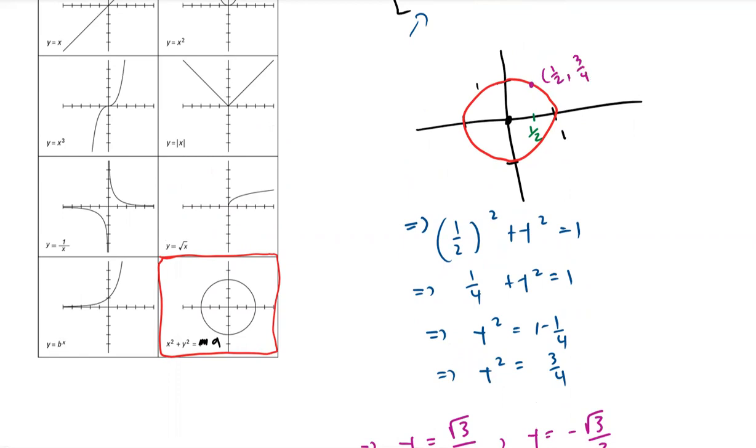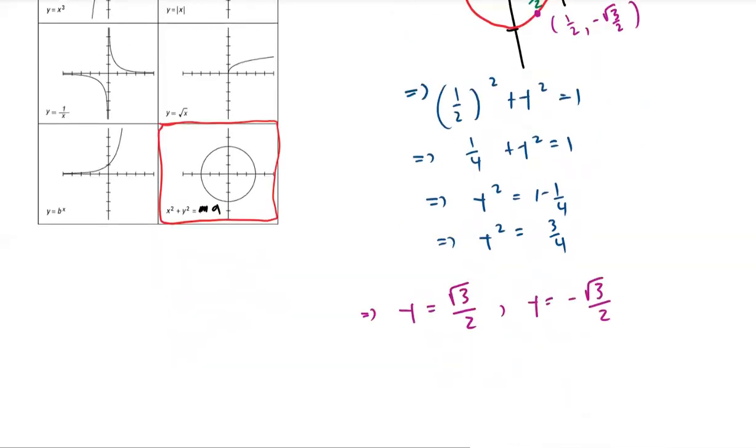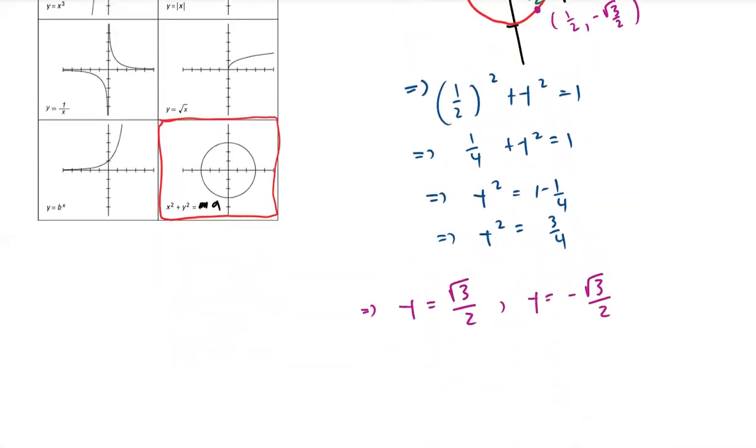Wait, not 3/4. Root 3 over 2. And then this point here, right? On the graph corresponding also to x equals 1/2 is the point (1/2, negative root 3 over 2). Right? So in this case, the input 1/2 is mapped to two outputs.